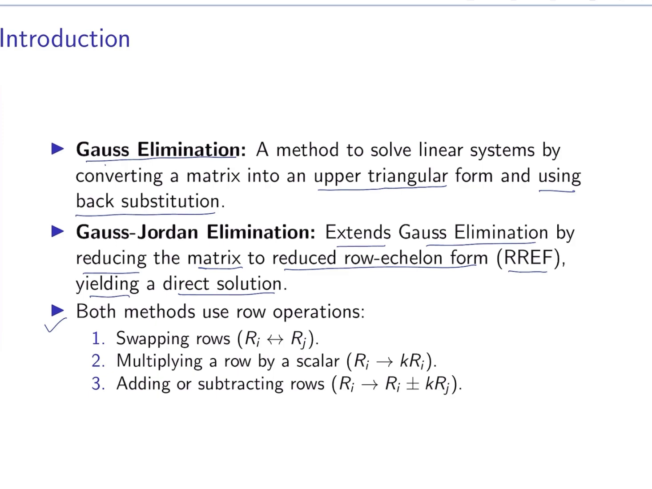Both methods use row operations. Three elementary row operations: swapping rows, where any rows we can swap Ri and Rj; multiplying a row by a non-zero scalar, where k is non-zero; and adding or subtracting rows, where Ri changes to Ri plus or minus k times Rj. Right, so these are the three elementary row operations which we have already discussed in the first video.